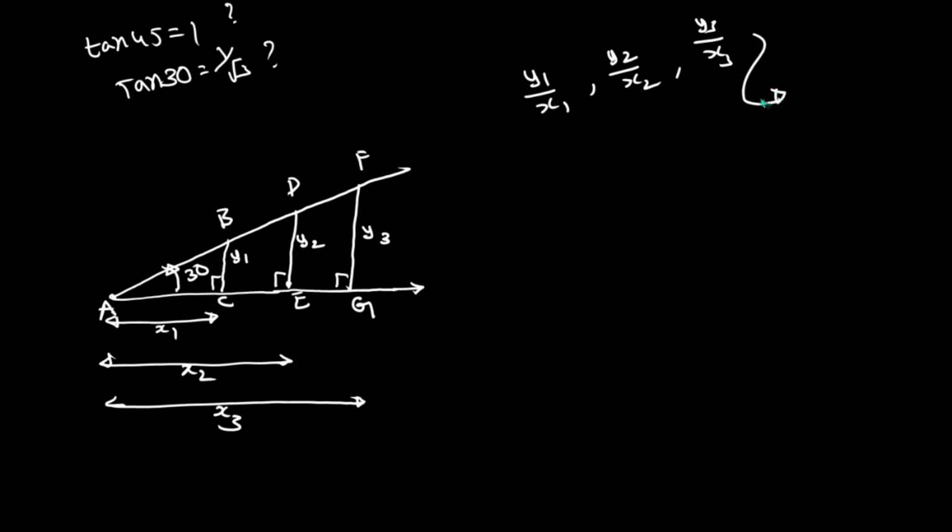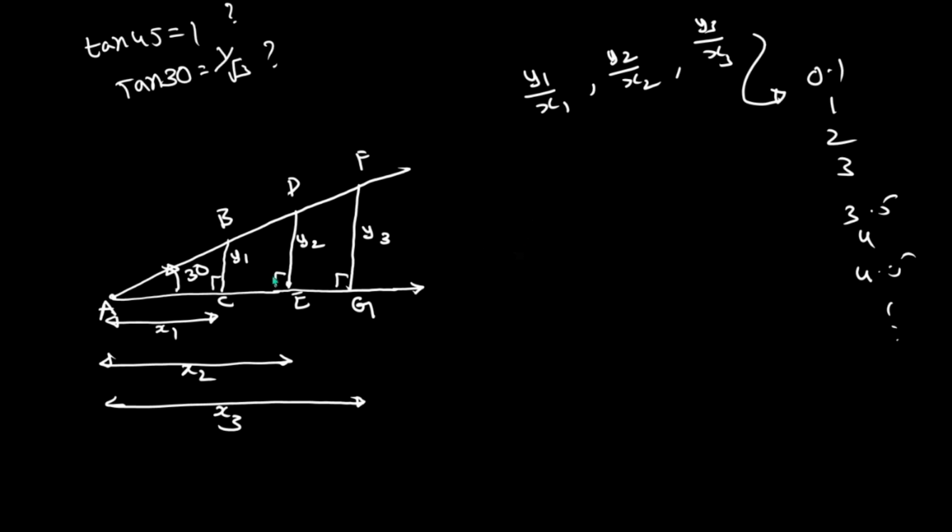We are seeing a single number. That number may be 0.1, 1, 2, 3, 3.5, 4, 4.5, anything. Looking at these ratios, Y1 by X1, Y2 by X2, Y3 by X3, we see a constant. So let's find that constant.